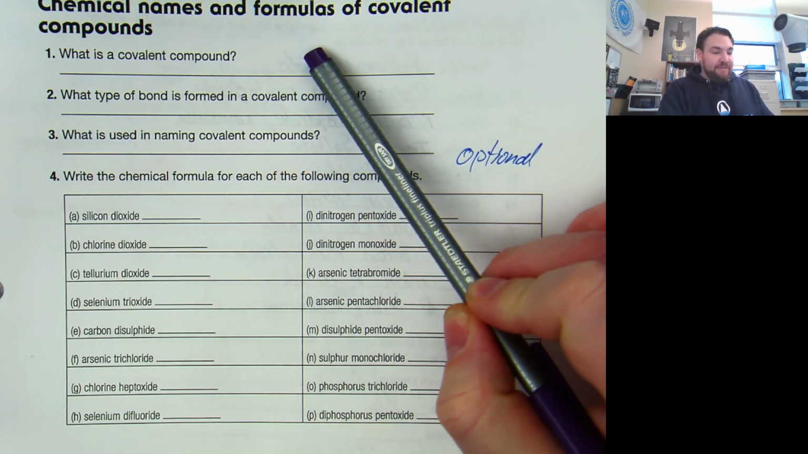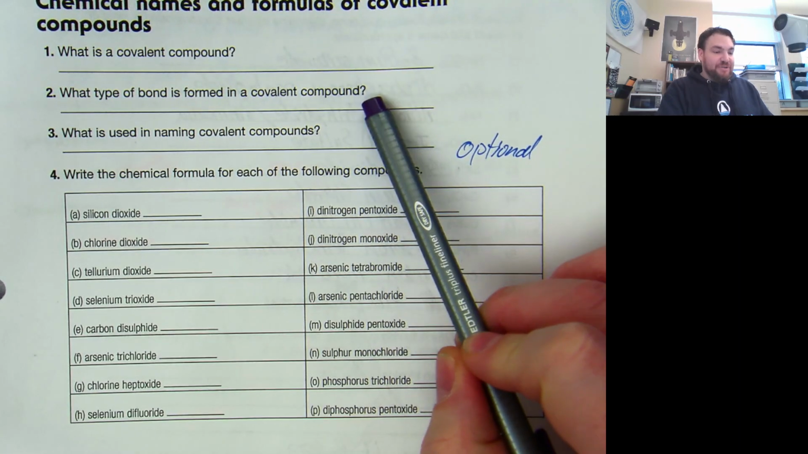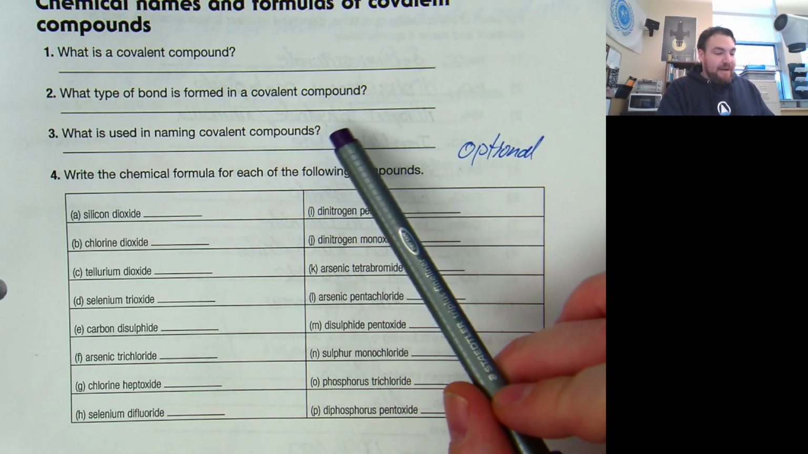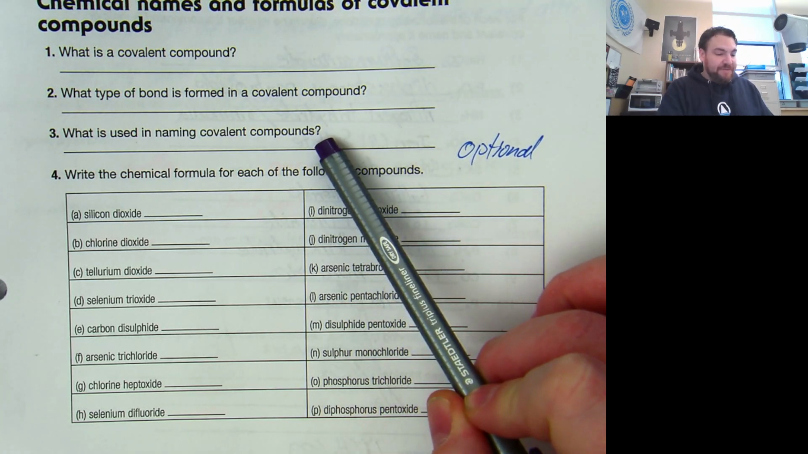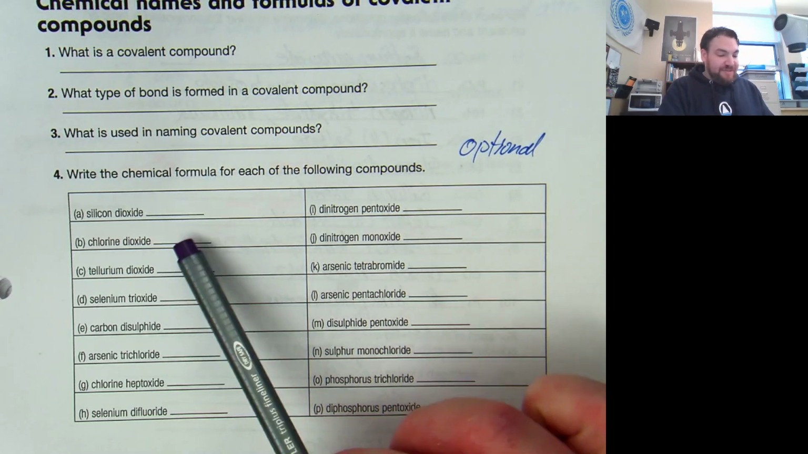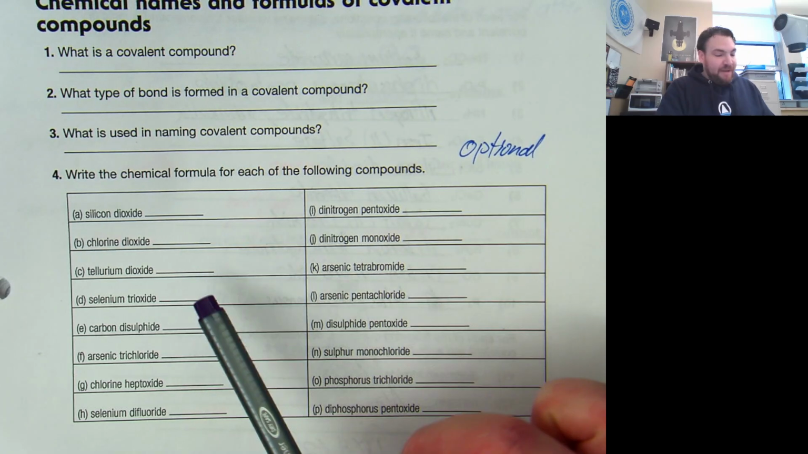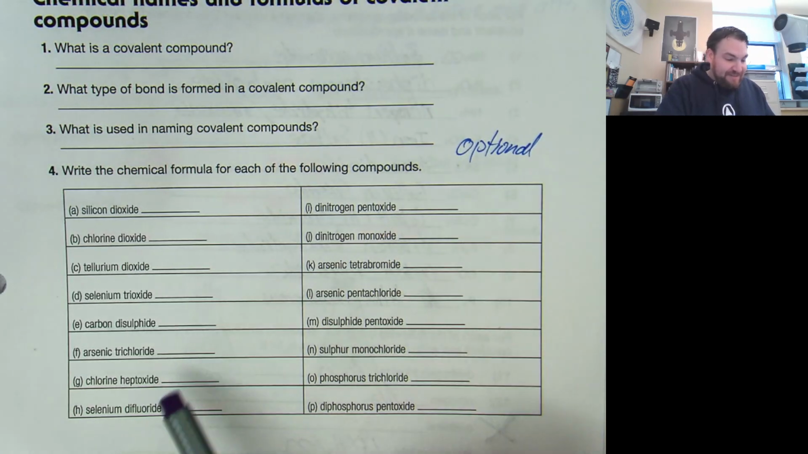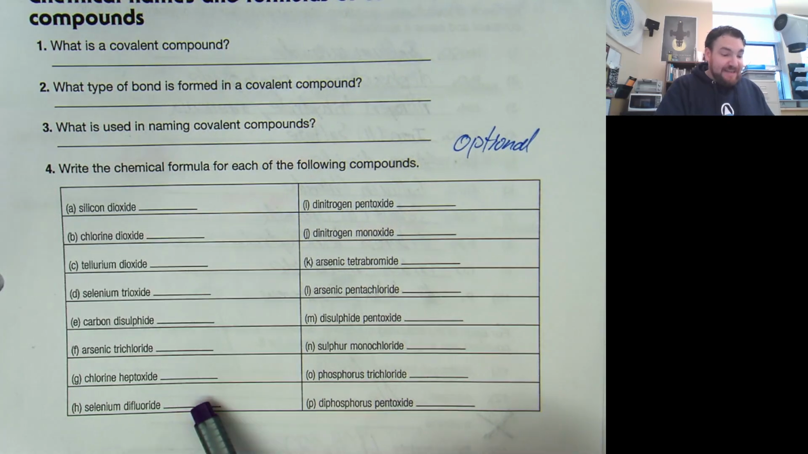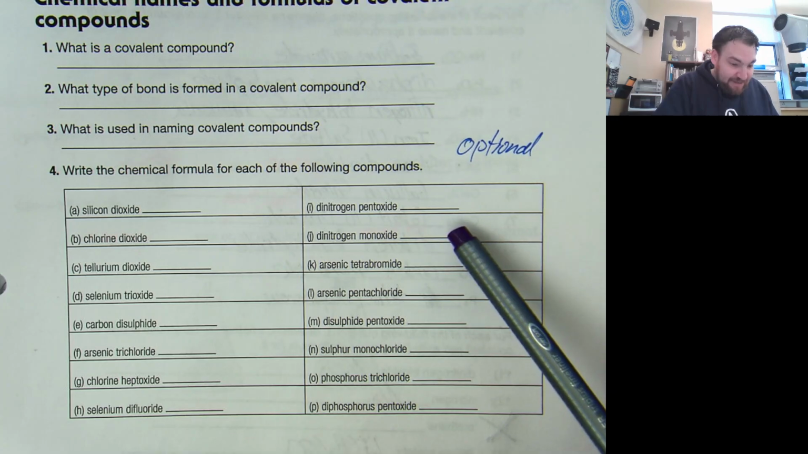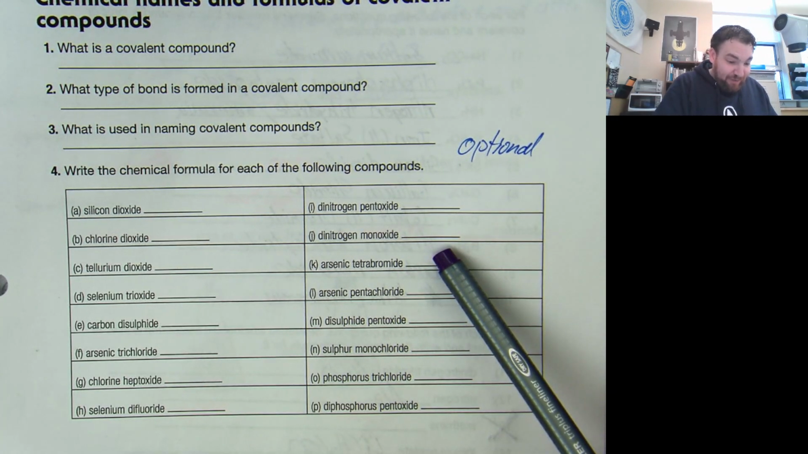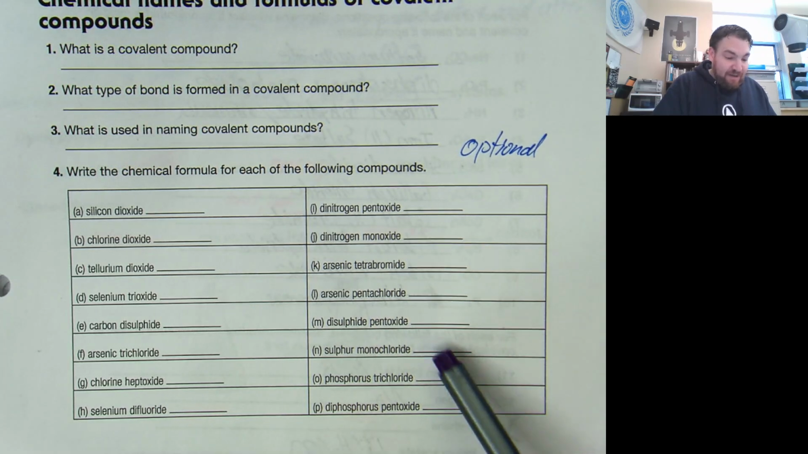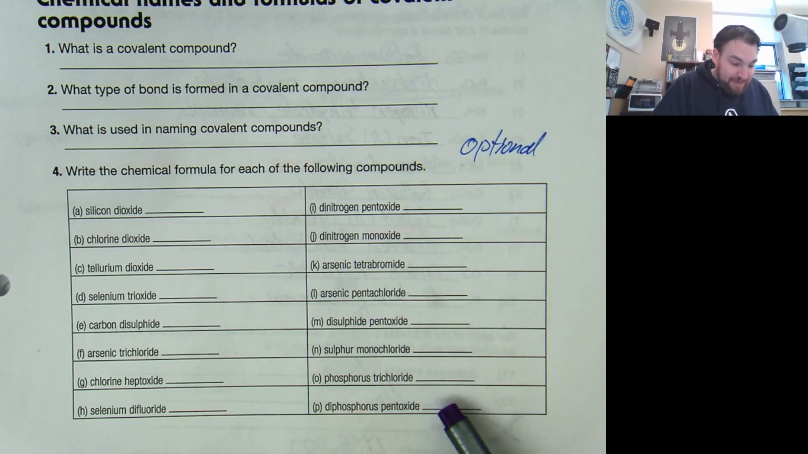2 negatives, or non-metal. A shared electron is the type of bond that is formed, or sharing electrons is the type of bond that's formed, or a covalent bond. Prefixes are what is used in covalent compounds, and this would be SiO2, ClO2, TeO2, SeO3, CS2, AsCl3, ClO7, SeF2, N2O5, N2O, AsBr4, AsCl5, S2O5, SCl, PCl3, and P2O5.